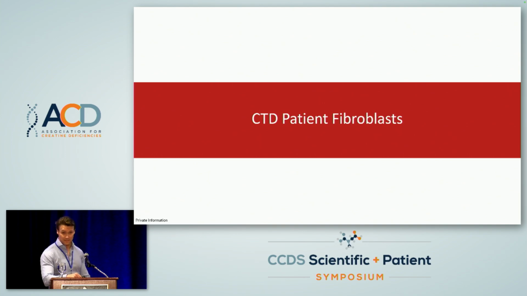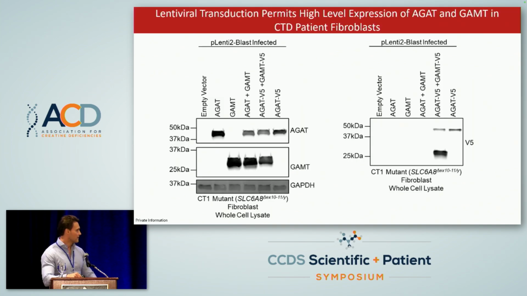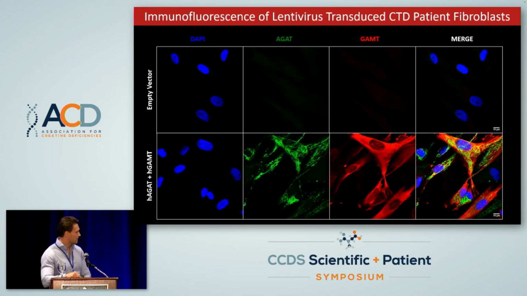And so what about in CTD patient fibroblasts? So the same experiment here, just measuring for protein expression. It was no problem to deliver these lentiviruses to CTD patient fibroblasts. This was the first line that we used, which had a deletion of exons 10 and 11. And when we did this, we were able to get good expression of AGAT and GAMT, and there's essentially no endogenous expression in these lines, and a similar distribution of the relative abundance of these 2 proteins. And of course, their expression looked very similar to that of wild-type fibroblasts.